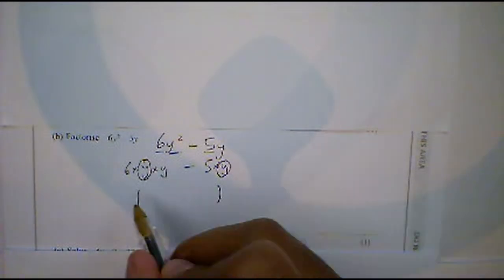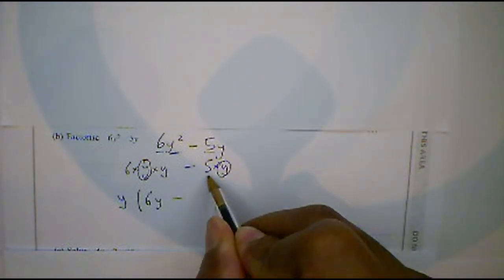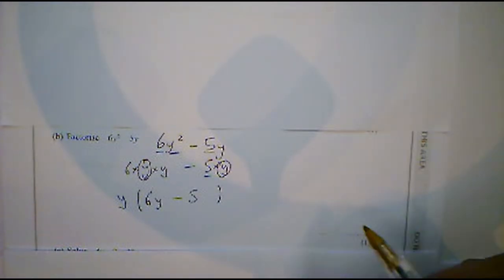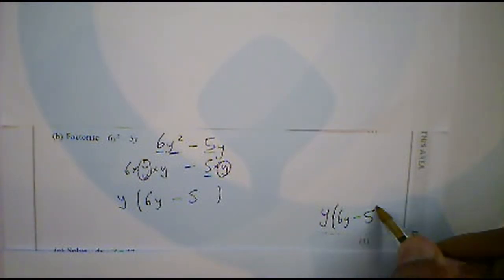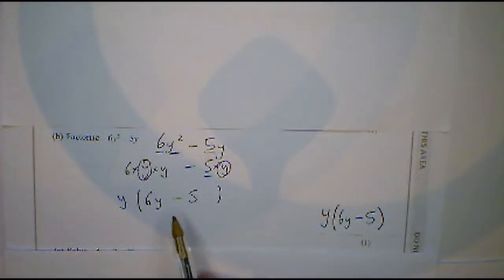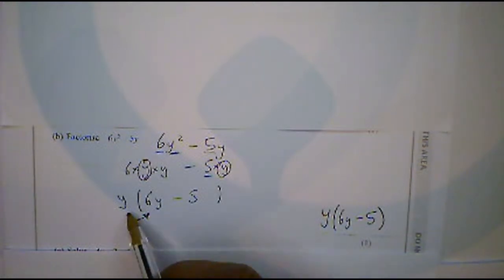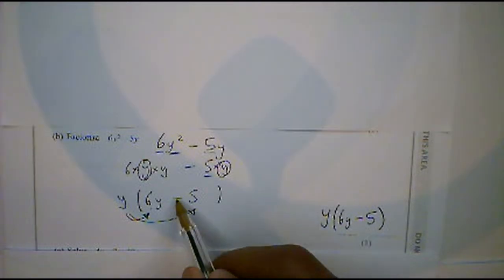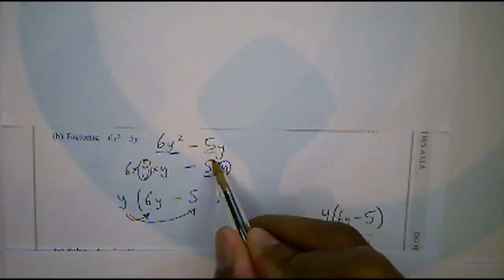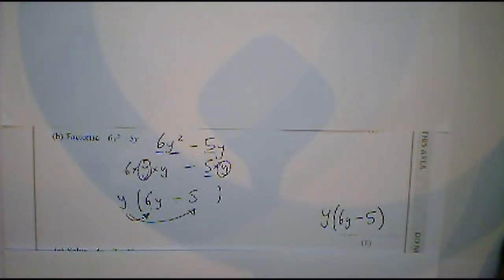So this time it's a letter term. So y goes on the outside, and on the inside is 6 times y, or 6y. Take away, and I'm left with 5. So my final answer is y, bracket 6y, take away 5. And again, I check on the inside of the brackets, there's nothing I can factorize. And if I expand this, y times 6y is 6y squared. Take away y times 5 is 5y. So that's my final answer.